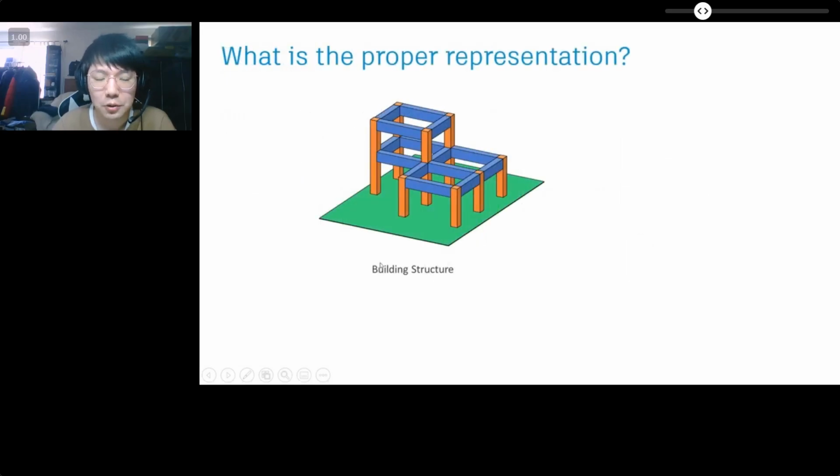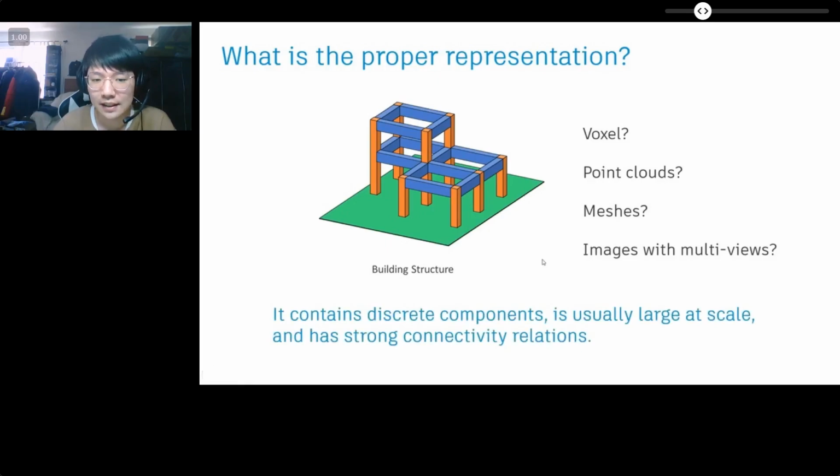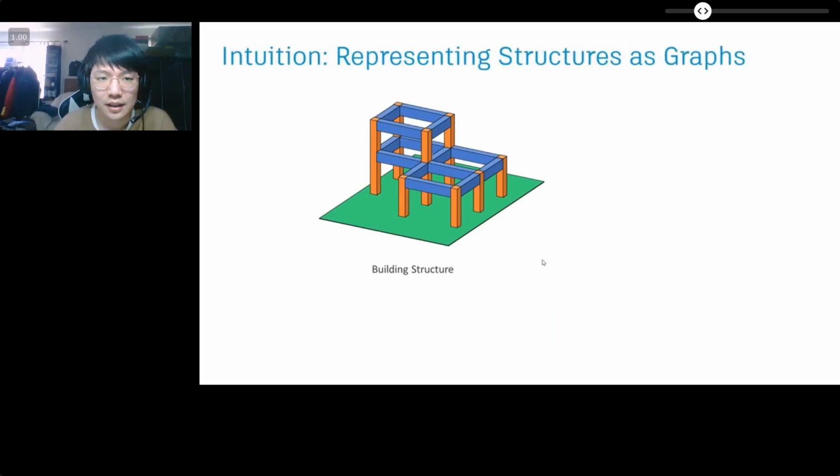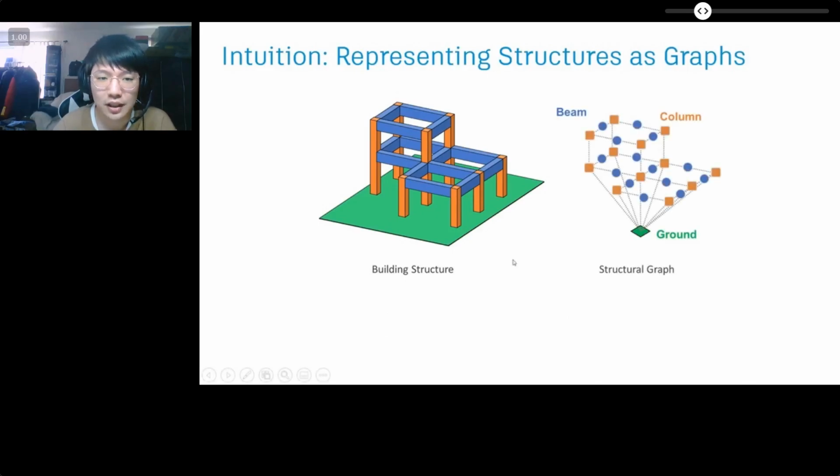So how are we representing the building structure? There's a unique characteristic of building structure: it has discrete components, it is usually large in scale, and it also has strong connectivity relations. Therefore, we can represent building structure as structural graphs. Here, all the columns and beams are represented as nodes in a graph. If two columns or beams are connected in the design, then two nodes are connected through edges.